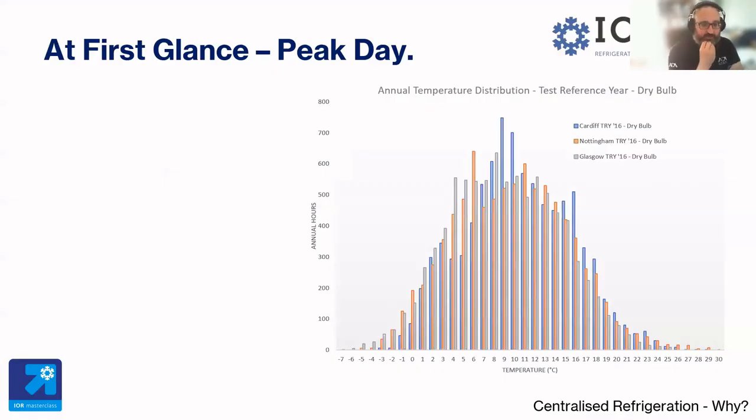So this is the annual temperature distribution for 3 cities in the UK. We've got Cardiff, we've got Nottingham, we've got Glasgow. And where's peak day? There's peak day. It is a few hours a year. The average day, it's thousands.